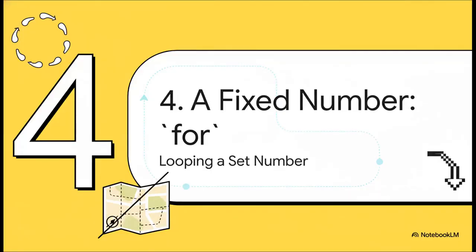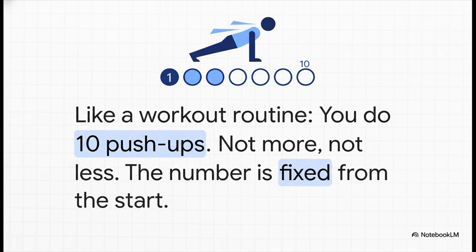But what about when you know exactly how many times you need to do something? You don't need to keep checking a map for a landmark. You just need to, say, take exactly 10 steps. Well, for that, we've got an even more specialized tool, the for loop. This is just like a workout routine. If the plan says do 10 push-ups, you do 10 push-ups, not 9, not 11. The number is fixed from the very beginning. You know where to start, where to end, and how to count. And the for loop is built for exactly that kind of predictable, set-in-stone repetition.